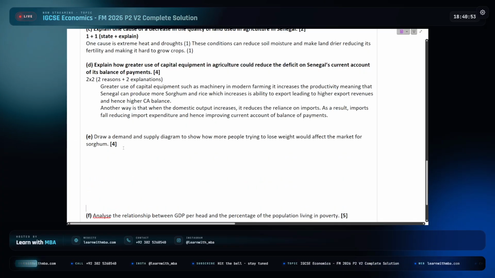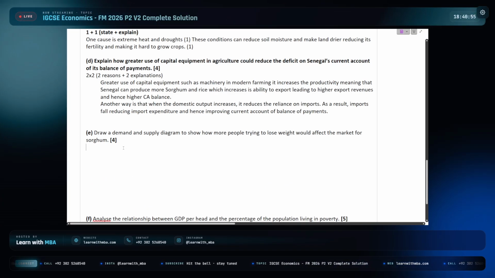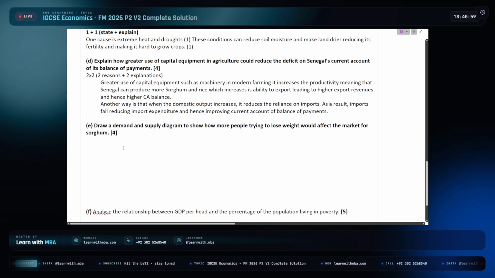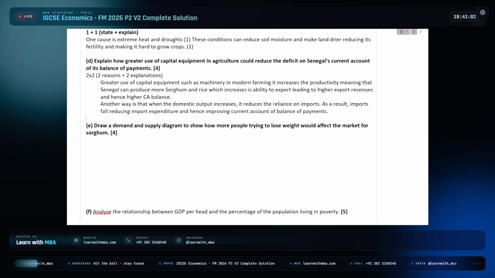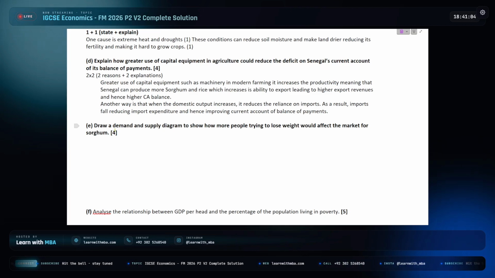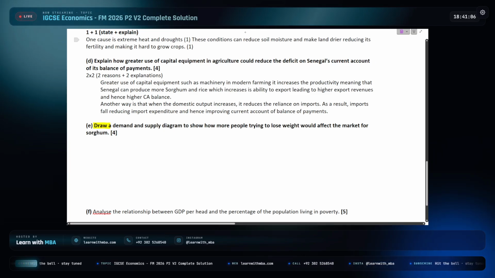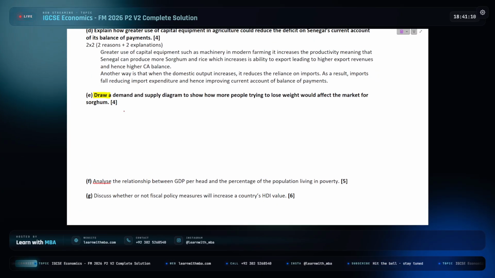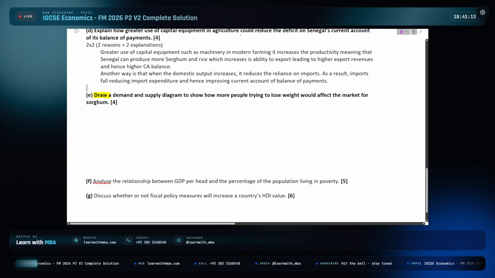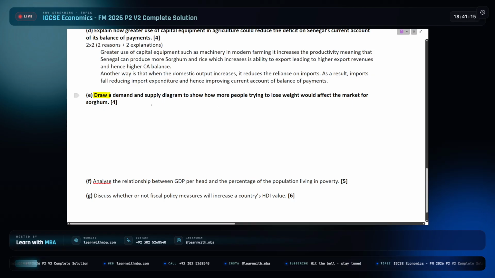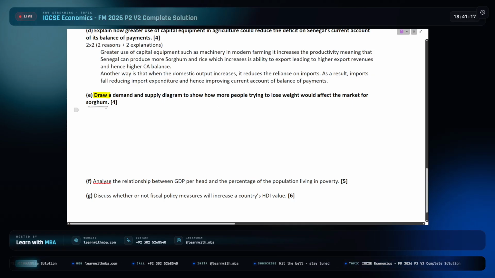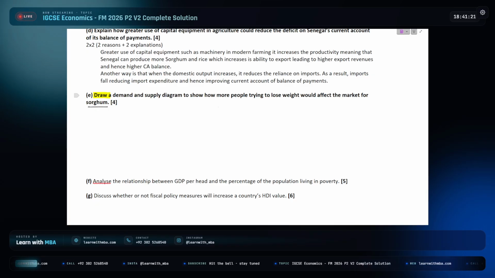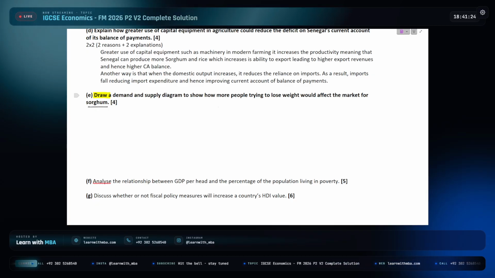The next question says that you need to draw a demand and supply diagram to show how more people trying to lose weight would affect the market for sorghum. Now remember this thing, that when the keyword is draw, you don't need to explain. So there are 4 marks available to just draw the diagram, right? So to make that, what you're going to simply do is again, we know that sorghum is a food which helps you lose weight, and if more people are trying to lose weight, what would happen?